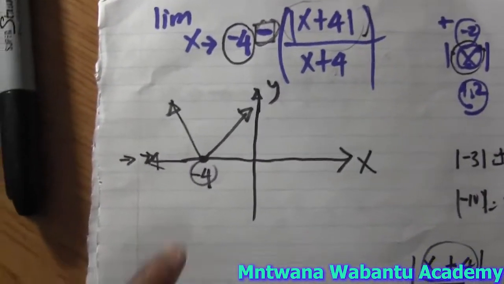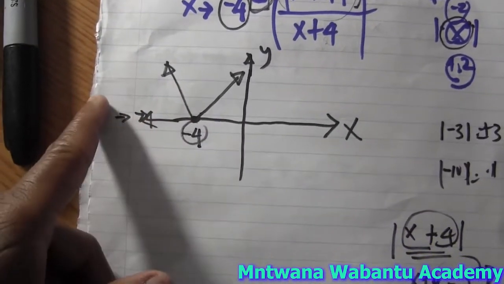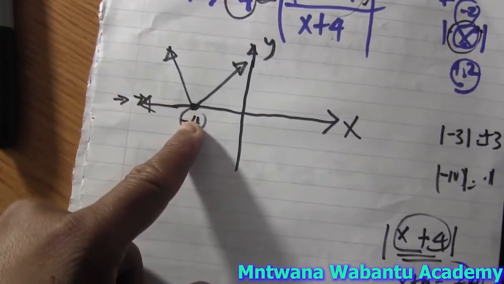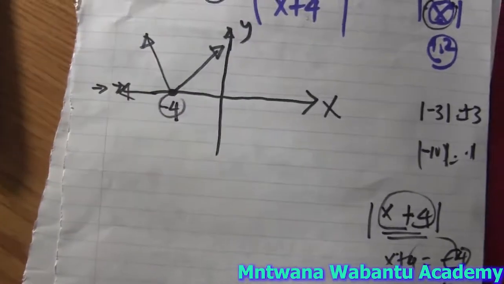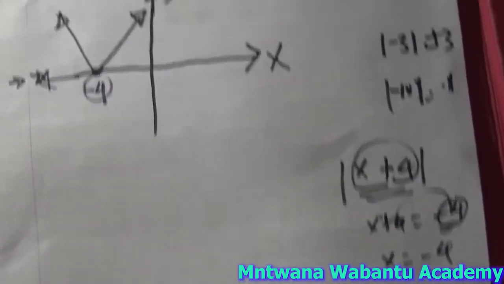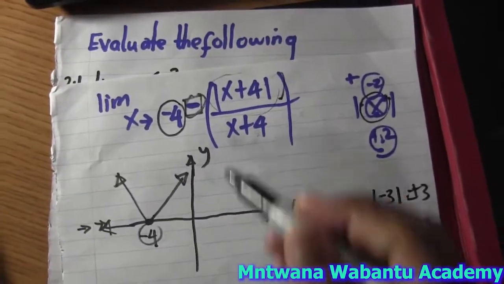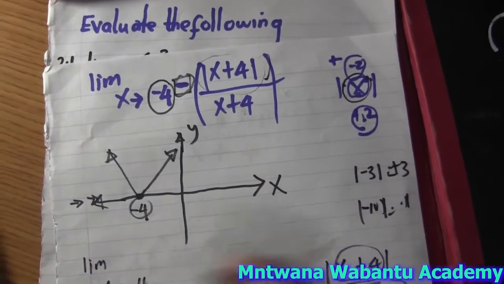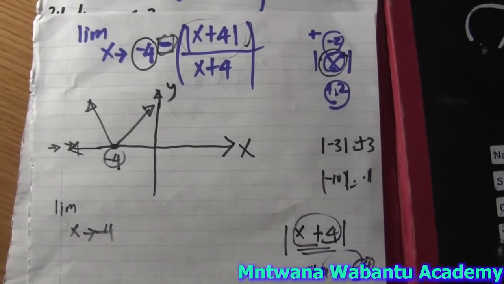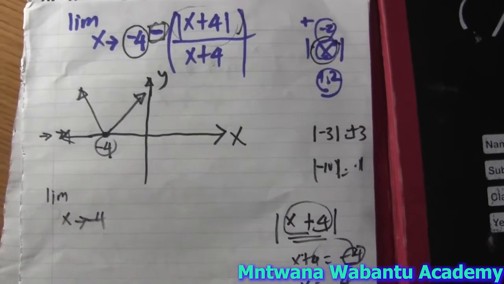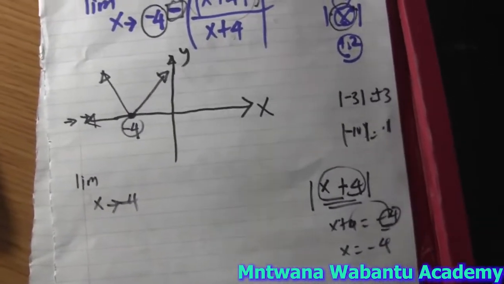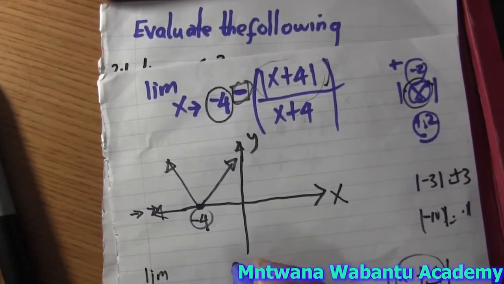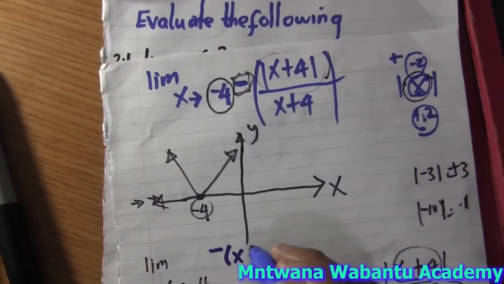So what happened? It means we're going to reach on a negative side, because if I come to negative 4 from the negative, I'm going to approach negative 4 from the negative side. So for that case, we say the limit as x approaches negative 4, but our limit here is going to be negative x plus 4.